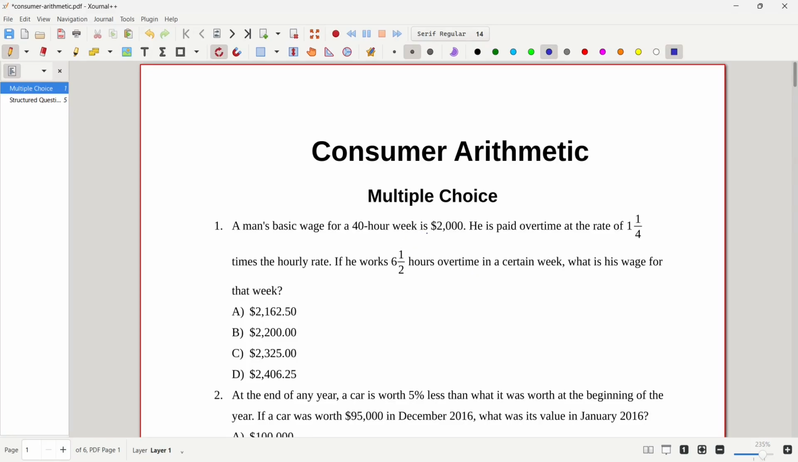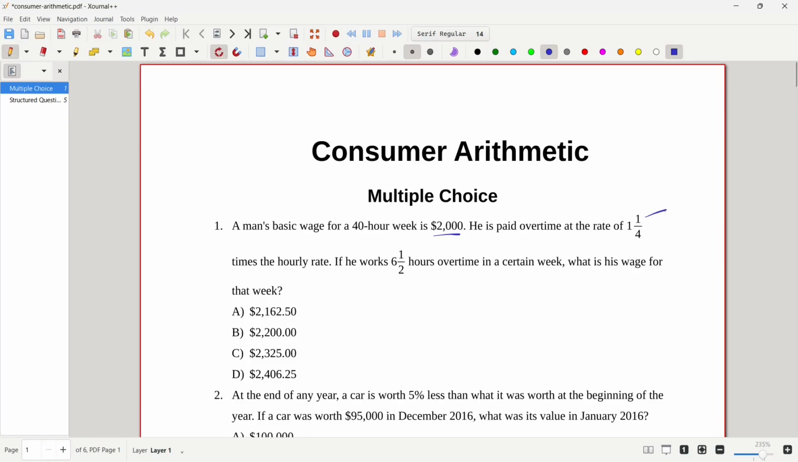A man's basic wage for a 40-hour week is $2,000. He is paid overtime at a rate of 1.25 times the hourly rate. And if he works for 6.5 hours overtime in a certain week, what is his wage for the week? All right, so what we need here is to figure out what his overtime wage is because he already has the basic wage written there.